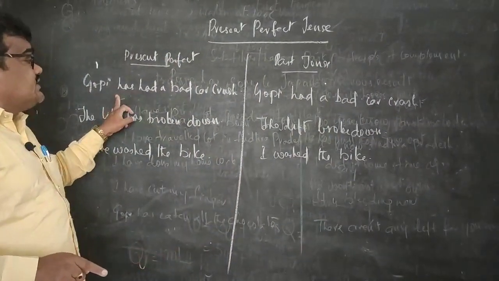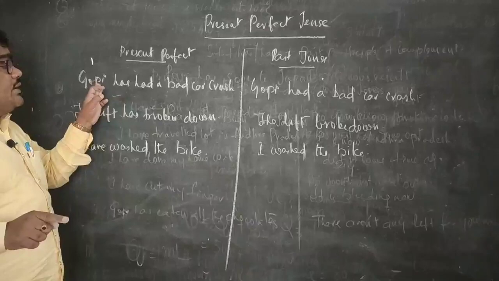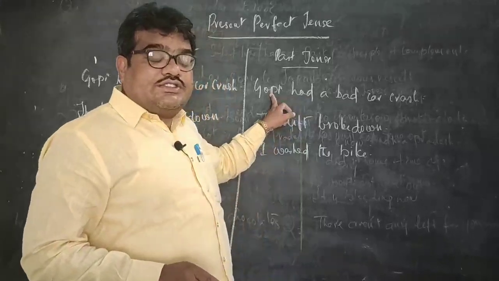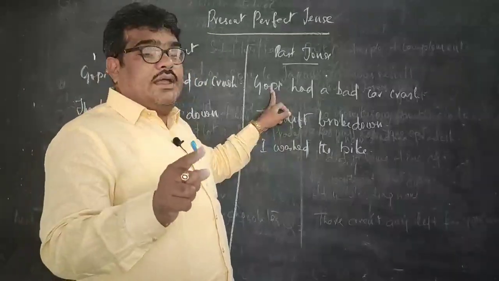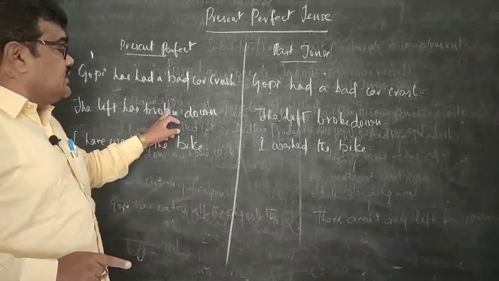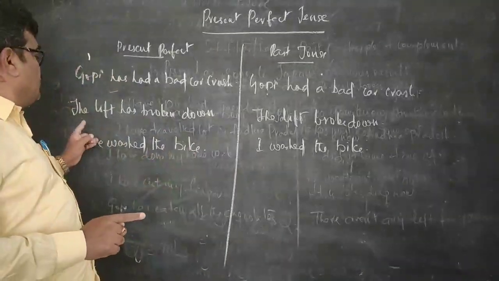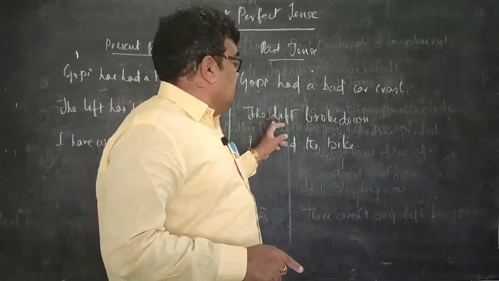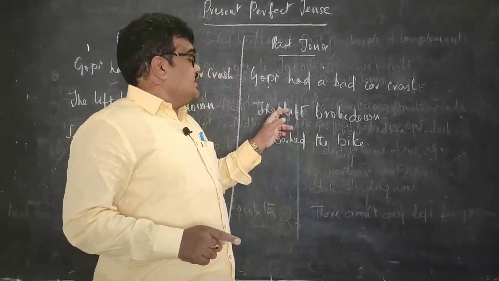Here the meaning conveys that he had a bad car crash and probably he may be in hospital. Whereas here it tells that he had a car crash, but probably he may be at home. Next example. The lift has broken down, means it is not working and we have to use the stairs. Whereas if it is in past tense, the lift broke down, it might have been repaired. We can use the lift now.